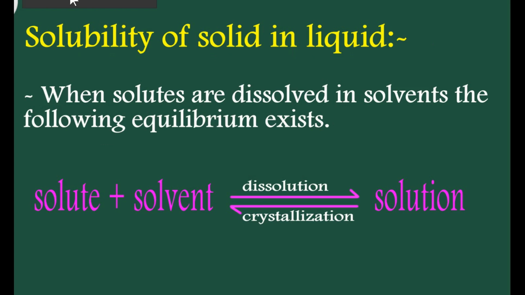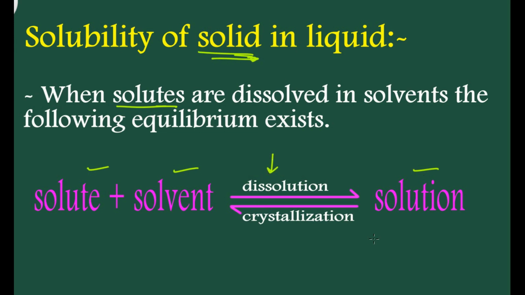Solubility of solid in liquid. When solutes are dissolved in solvent, the following equilibrium exists. We will talk about the equilibrium later. What kind of solute are we talking about? In this case, it is solid solute. When solid solutes are dissolved in solvents, the following equilibrium exists. Solute plus solvent gives solution after dissolution. What is the meaning of dissolution? Dissolving, simple dissolving. Okay? All right.